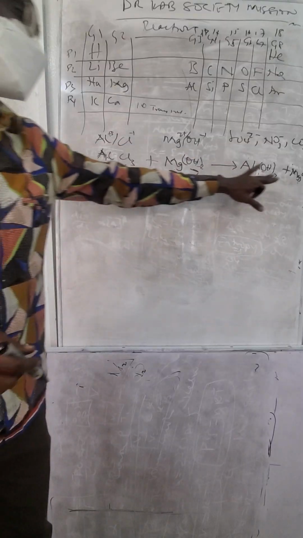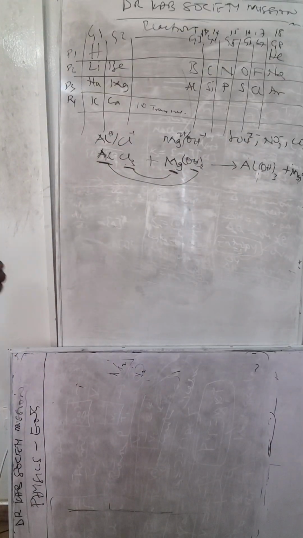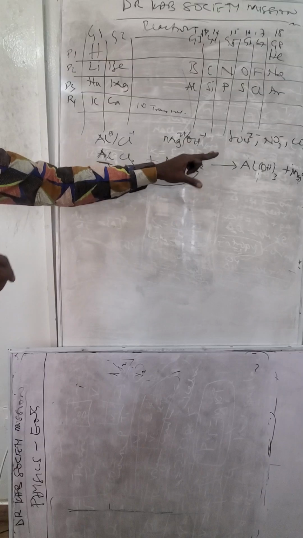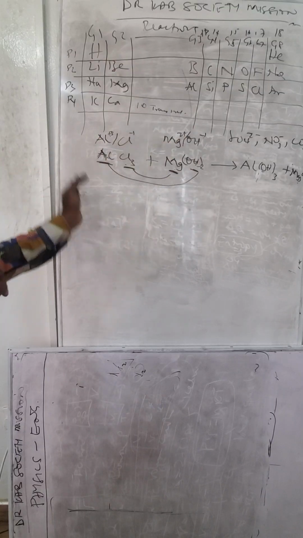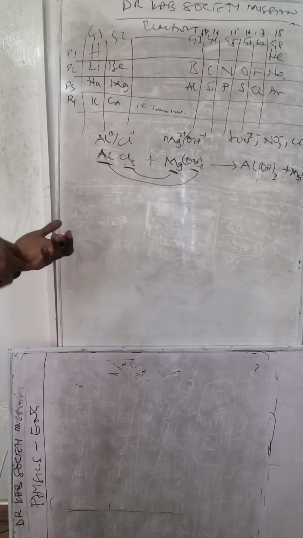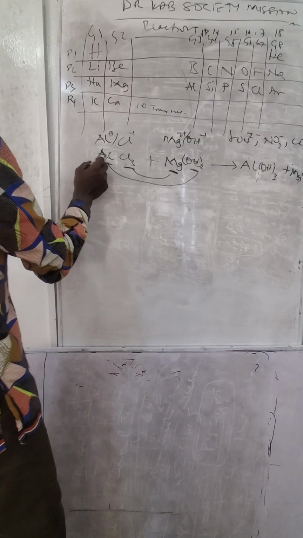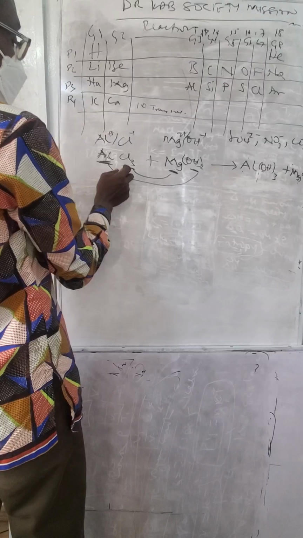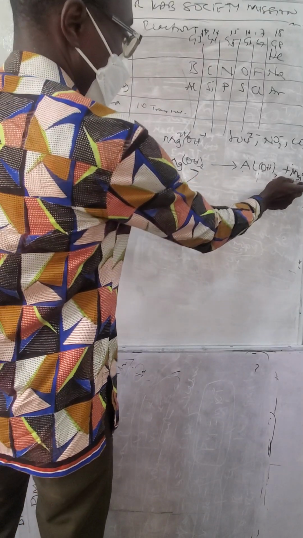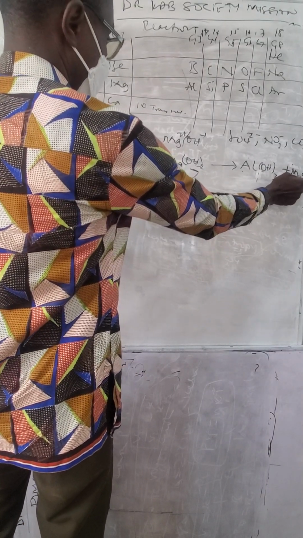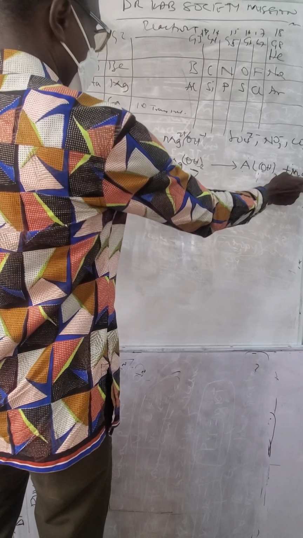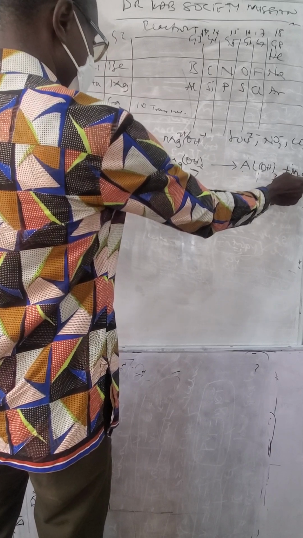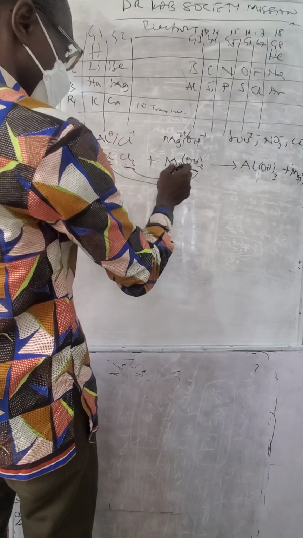When you have formed them like that, the next thing is to make sure that the elements balance on each side of the equation. So aluminium, we have 1 here. How many do you have here? 1, that's okay. Chloride, how many do we have? 3 here. How many do you have here? 2. So how can you make this one 3? We must find a way to make it 3. Maybe when we go on, we'll get it.